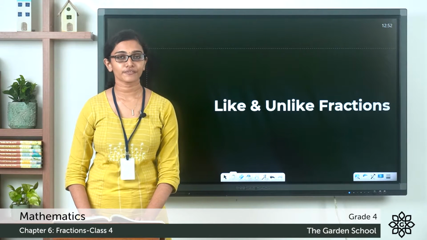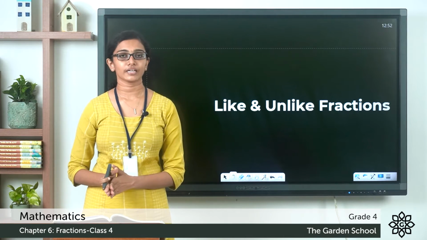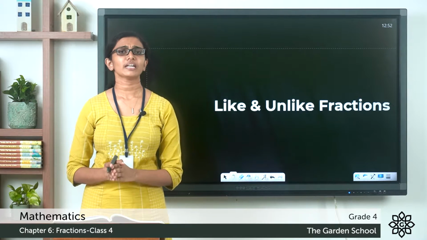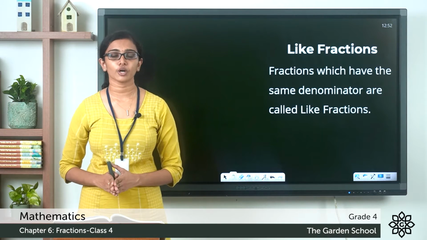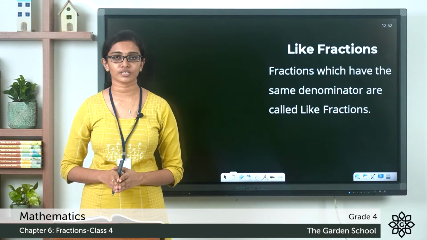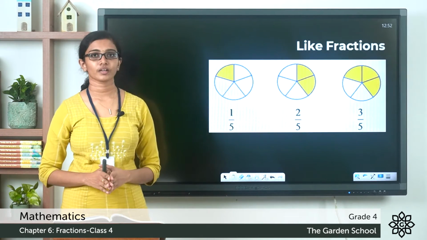So we are learning about fractions. Today let's learn what are like and unlike fractions and how to compare between them. So what are like fractions? The fractions which have the same denominator. Such fractions are called like fractions. Let's see some examples.